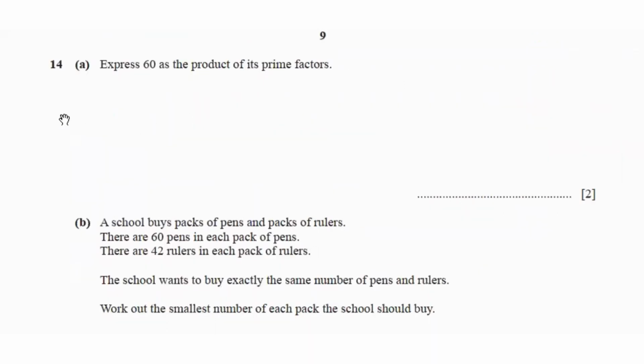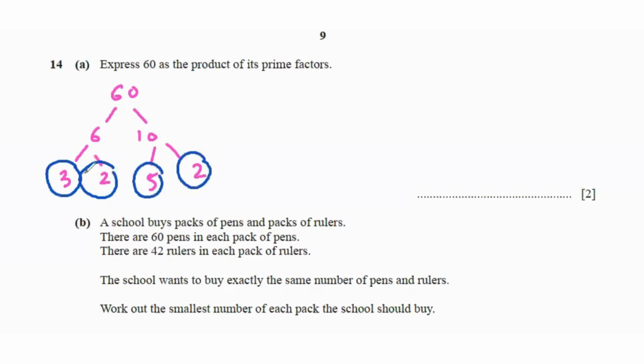Then it says express 60 as a product of its prime factors. So we can break down 60 as 6 times 10. You can also break it down as 30 times 2, or 20 times 3, or even 12 times 5, there's no restriction on that. 6 is 3 times 2 and 10 is 5 times 2. As you can see, 3, 2, 5 are all prime numbers and they want prime factors, which means we can write these as 2 times 2 times 3 times 5.